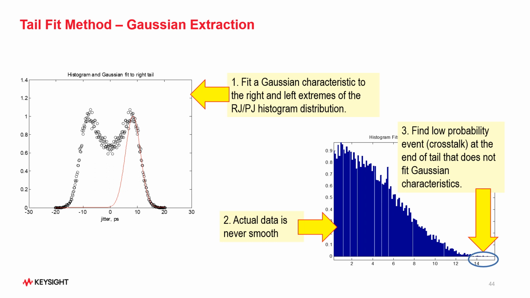This is where the tail fit method can really be useful. The tail fit is somewhat similar to the dual-Dirac, but it's not exactly the same. It performs a Gaussian fit to the left and right of the RJ/PJ histogram, but it does an additional step. It actually goes out and looks at a low-probability event out in the tail to see if there's any crosstalk present there. This is the difference between the tail fit and the dual-Dirac: the tail fit applies a Gaussian fit even without knowledge of the RJ, and thus will look out in the tail to find the one-time crosstalk event.